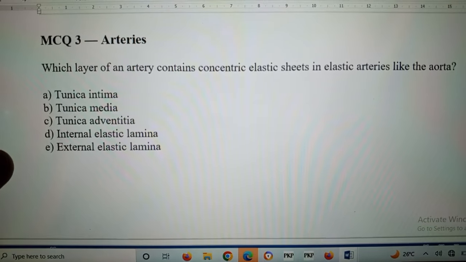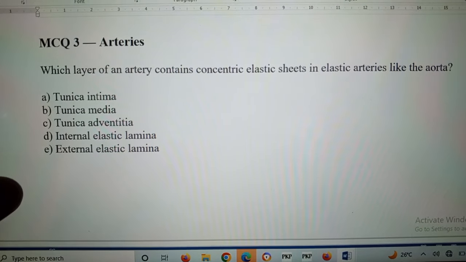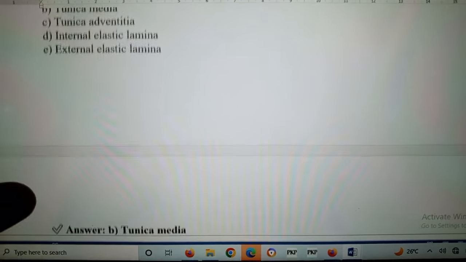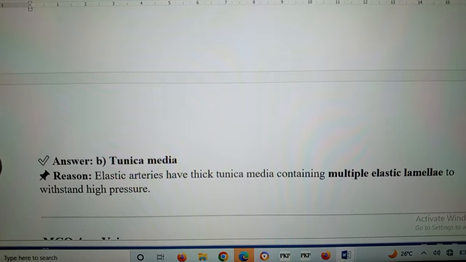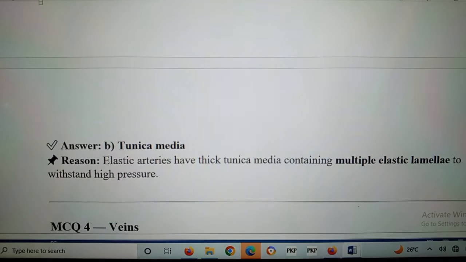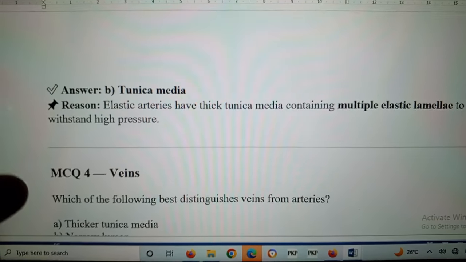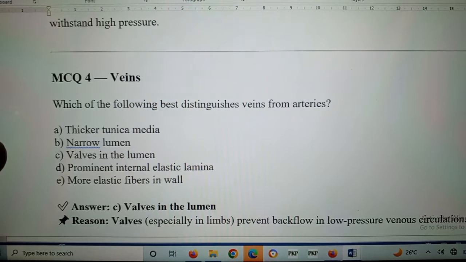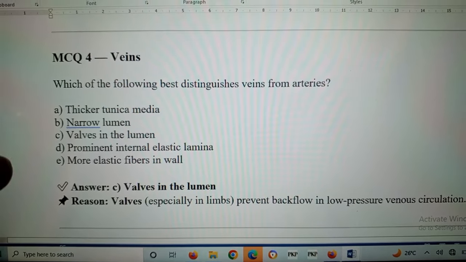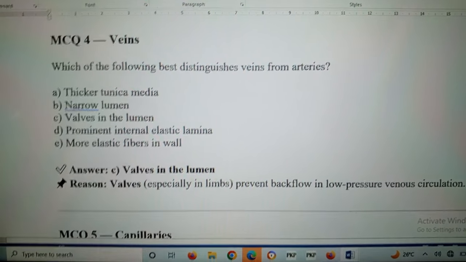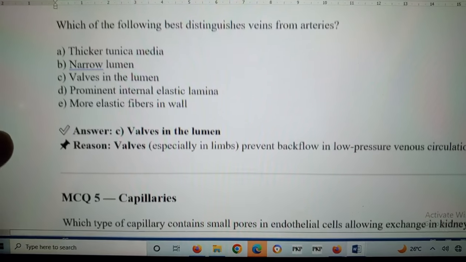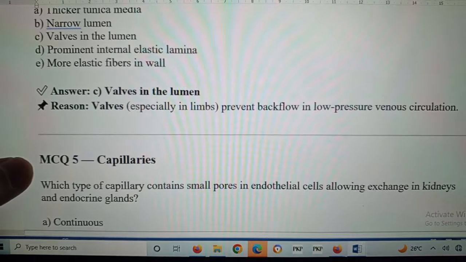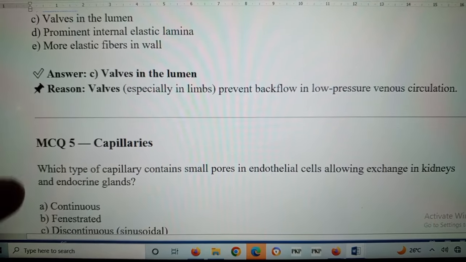Which layer of an artery contains concentric elastic sheets and elastic arteries like the aorta? Tunica media. Elastic arteries have thick tunica media containing multiple elastic lamellae to withstand high pressure. Which of the following best distinguishes veins from the arteries? Veins have valves in the lumen. Valves, especially in the limbs, prevent the backflow in the low pressure venous circulation.